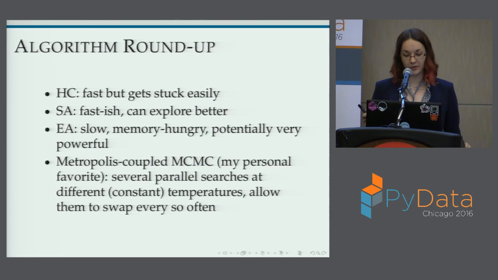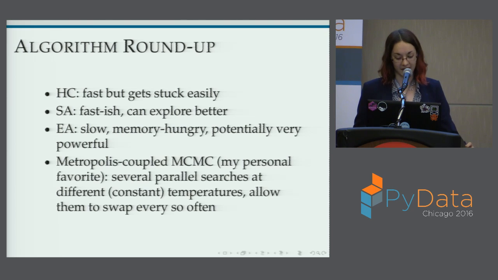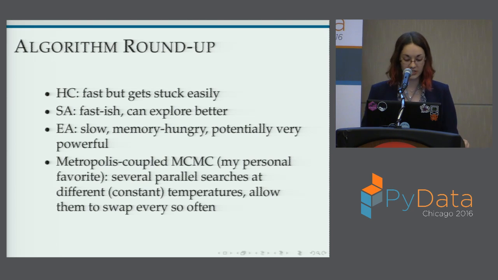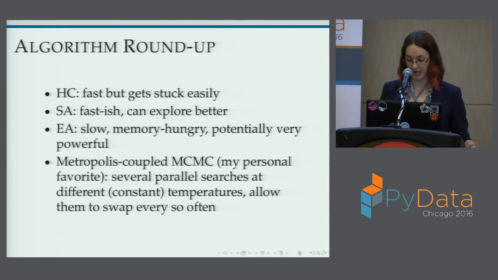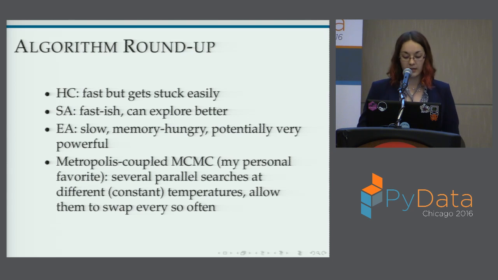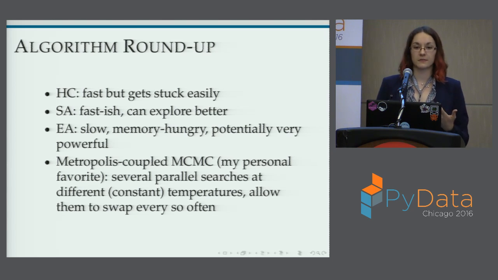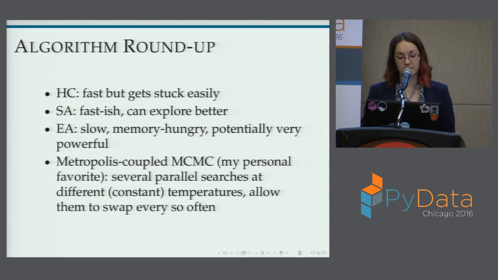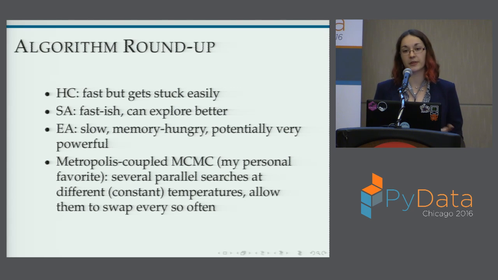I also want to give honorable mention to an algorithm I didn't really have time to talk about in detail, which is metropolis-coupled Markov chain Monte Carlo, or MC cubed. If you're familiar with Markov chain Monte Carlo, you can use it for calculating posteriors, but you can also use it as an optimization algorithm. It's basically simulated annealing with a constant temperature.